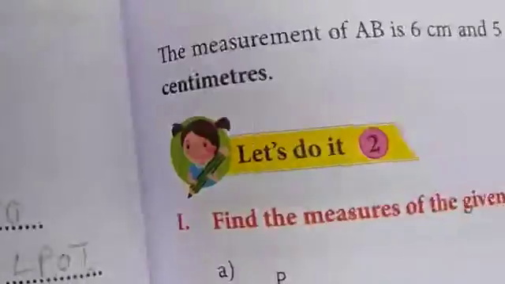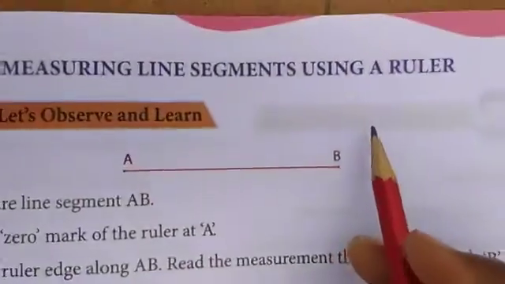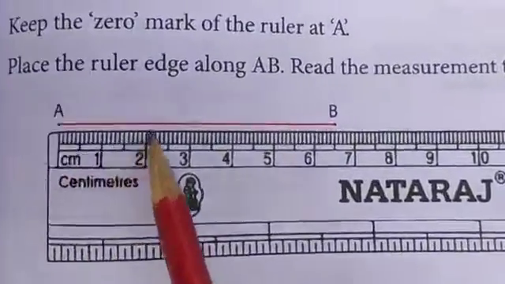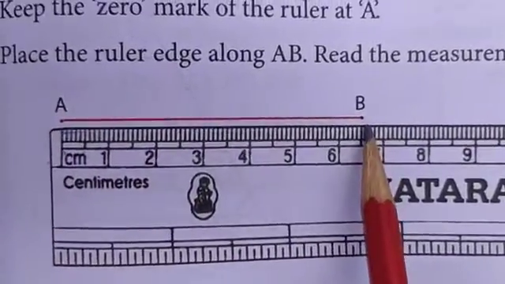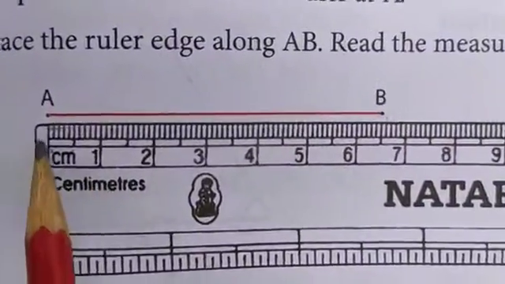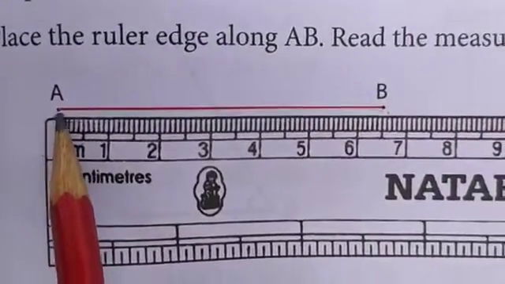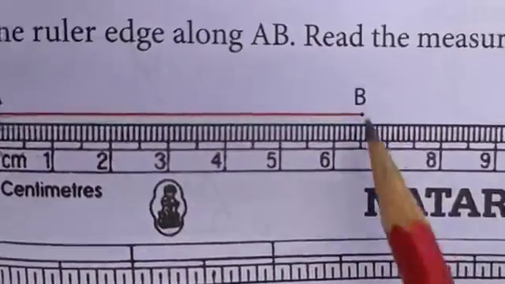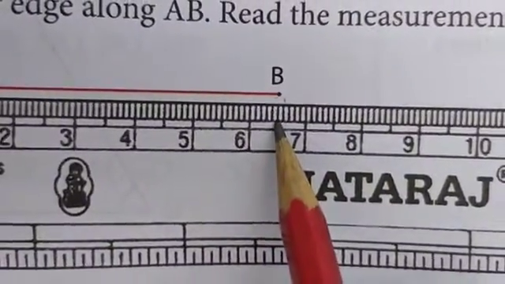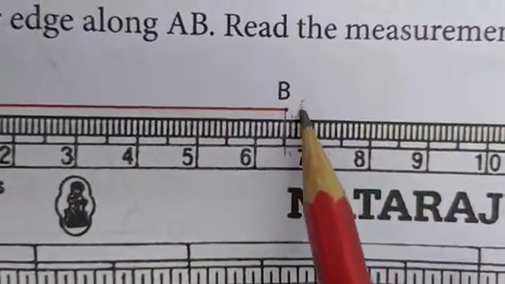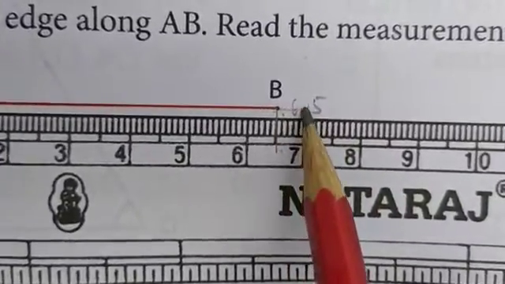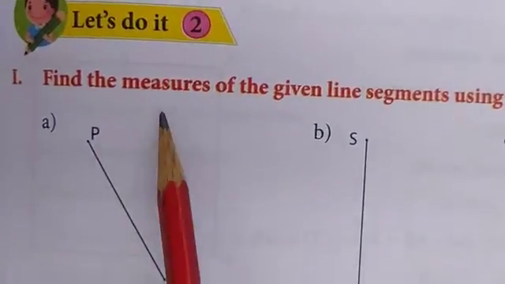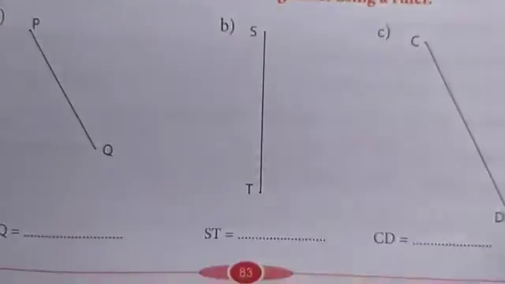Okay, children. Now on the next page, measuring line segments using a ruler. It means a scale. How do we find how long a line is using a scale? See, from here you have to measure. What is the length of this line? 6.5. See here 1, 2, 3, 4, 5, this is the 5th line, so it is 6.5. If the line extended up to here, we could write 7 centimeters. Once you try with the help of a scale, measure the lengths of these lines and write them here, children.